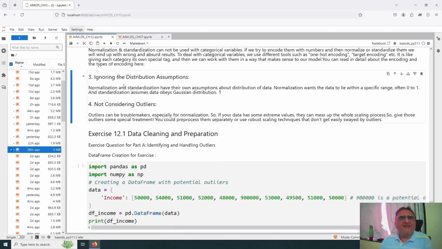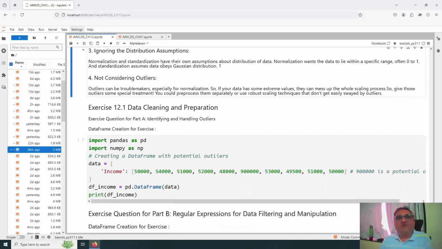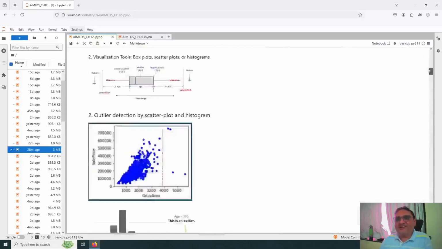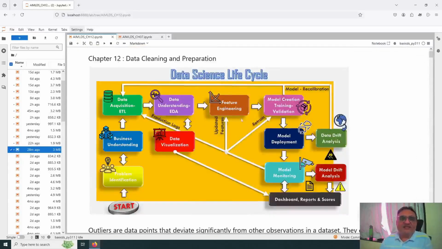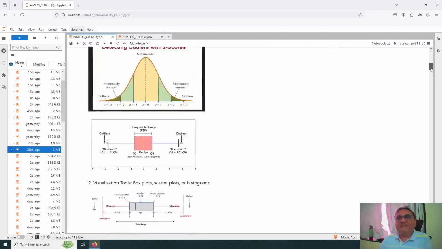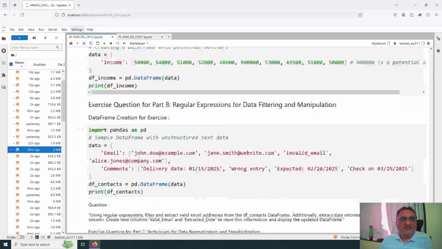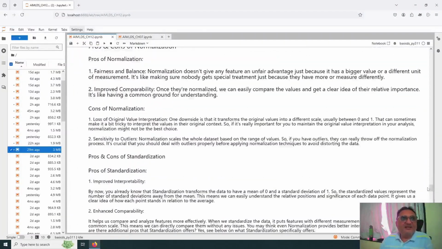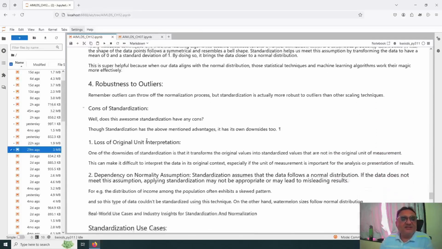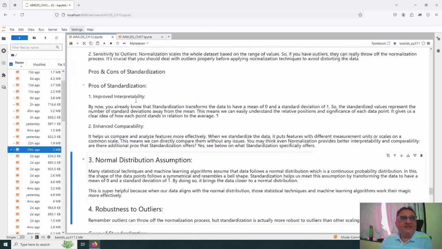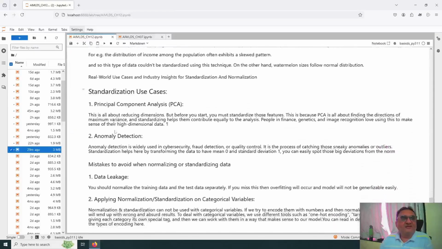Then, ignoring the distribution assumption. Normalization wants the data to lie in a specific range, say 0 to 1, and standardization assumes that the data obeys a Gaussian distribution. You have to remember that, and that is why before doing this data pre-processing, we do exploratory data analysis. That is why this cycle is very thoughtfully designed. Data pre-processing, normalization, standardization, etc. come here, but before that we do EDA, and in EDA we plot the KDE plot, kernel density plot, which clearly shows whether the data obeys a Gaussian distribution or not, right? Then there is the normal distribution assumption, which we have done in these use cases.